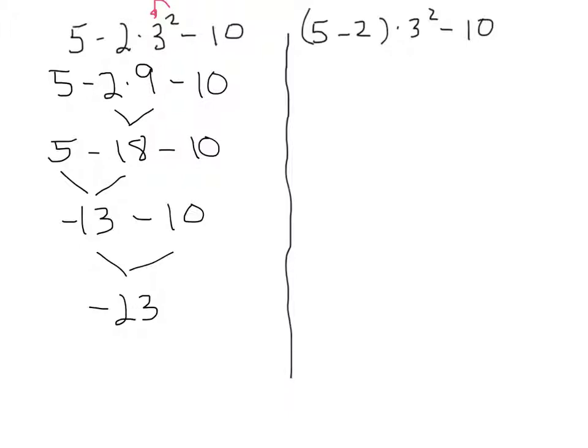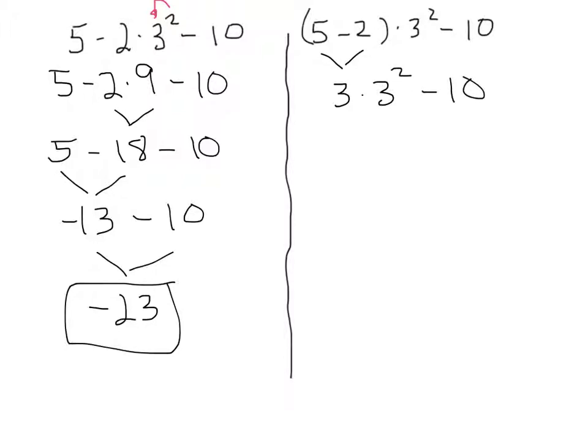If we look at the problem on the right, let me box in the left-hand problem. If we look at the problem on the right, the parentheses now take precedence, so we should do that first. What that tells us to do is 5 minus 2, which is 3. And then it will be 3 times 3 squared minus 10.